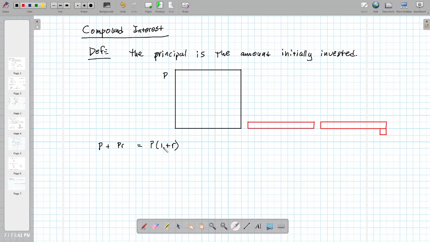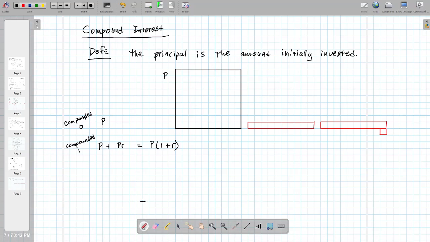So we've compounded our interest once here. If we didn't compound, this would be what we had. So if we haven't compounded any interest, we just have our original principal. If we've compounded our interest once, we would have P times 1 plus R, because it would be our principal plus a rate times our principal.